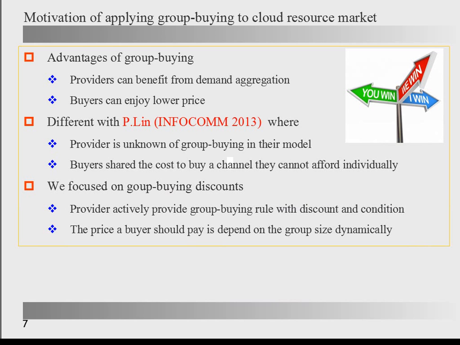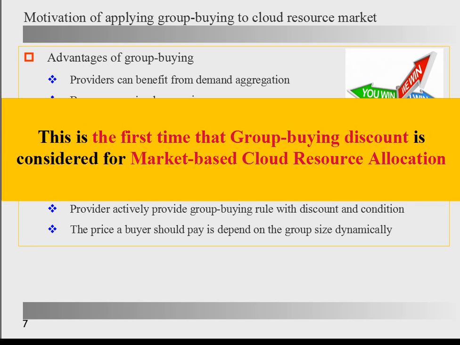The motivation of applying group buying to the cloud resource market is the advantages of group buying. In a group buying model, providers can benefit from demand aggregation due to the advantage of group buying in attracting buyers, and buyers can enjoy lower prices. This is a win-win situation. And what we do is different from Peng Lin, where providers are unaware of group buying and users share the costs to buy a channel they can't afford individually. We focus on group buying discounts. In our model, providers actively provide group buying rules with discounts and conditions, and the price a buyer should pay depends on the group size dynamically. For your attention, this is the first time that group buying discounts are considered for market-based cloud resource allocation.